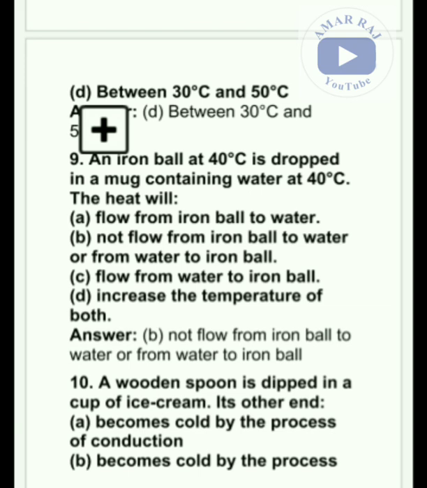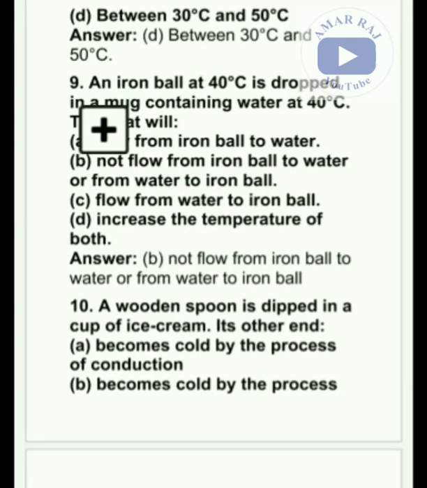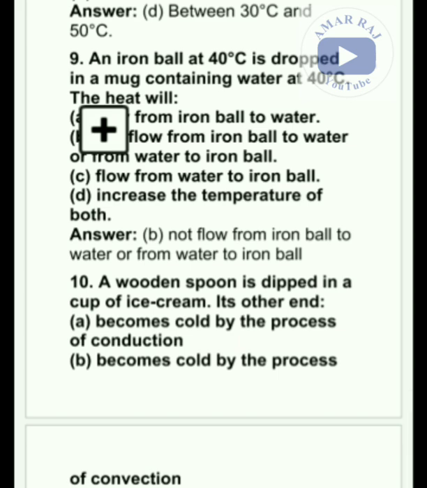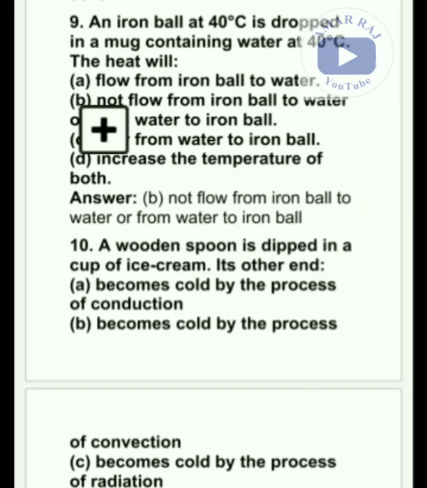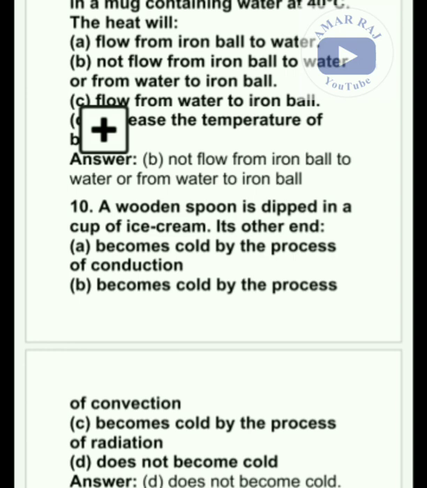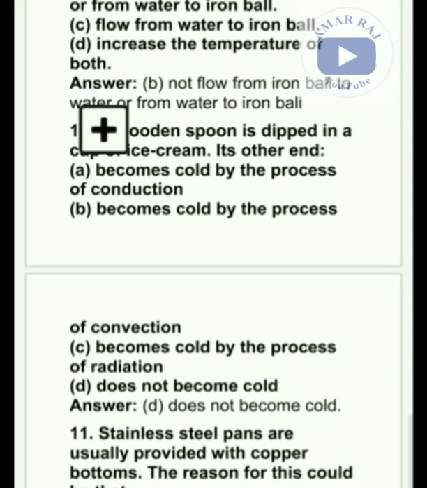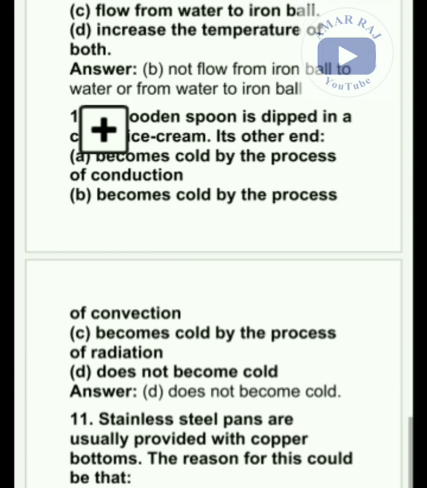Now see question number 9. An iron ball at 40 degrees Celsius is dropped in a mug containing water at 40 degrees Celsius. The heat will, there are 4 options: flow from iron ball to water, not flow from iron ball to water. Here the temperatures of iron ball and water are equal, so option B is correct. There is no flow of heat, from iron ball to water or from water to iron ball.